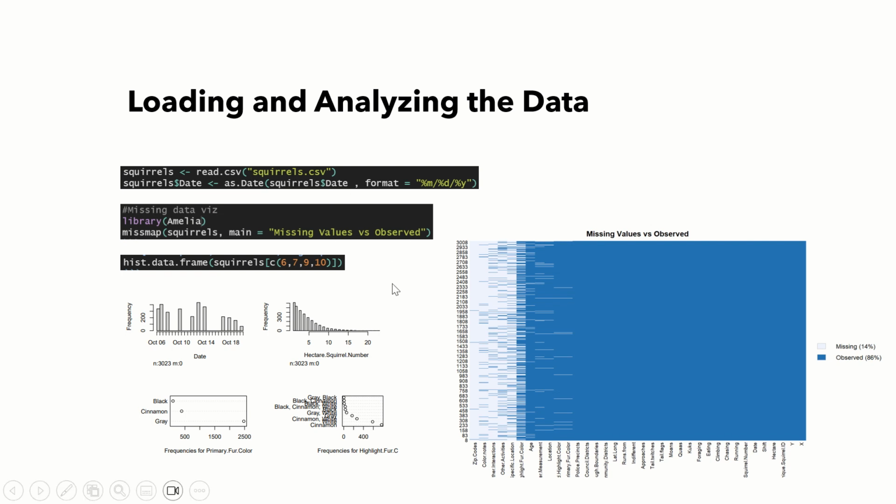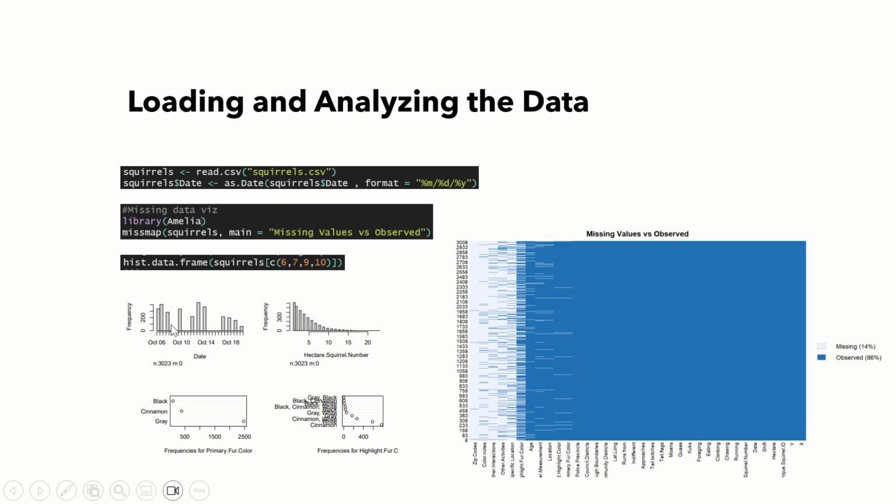We may want to know right before we start our analysis what the data looks like. If there's a lot of missing values, we can use this library Amelia and this function missmap to get this heat map of missing values. And we can see that some of the variables have a lot of missing values and won't be good for future analysis. We can also do some basic histograms.